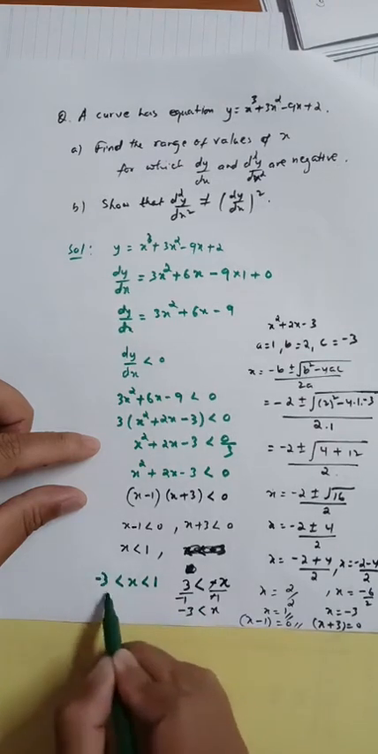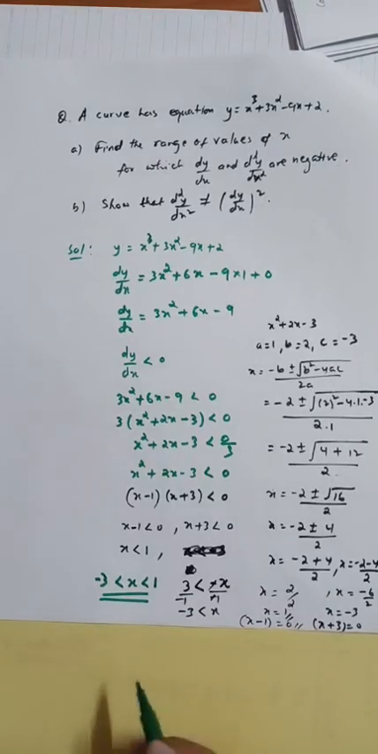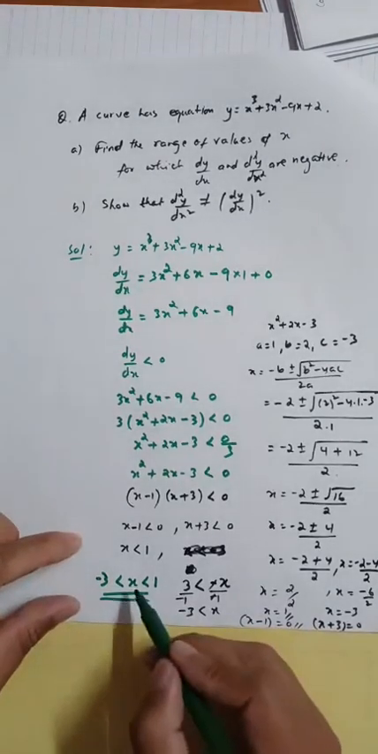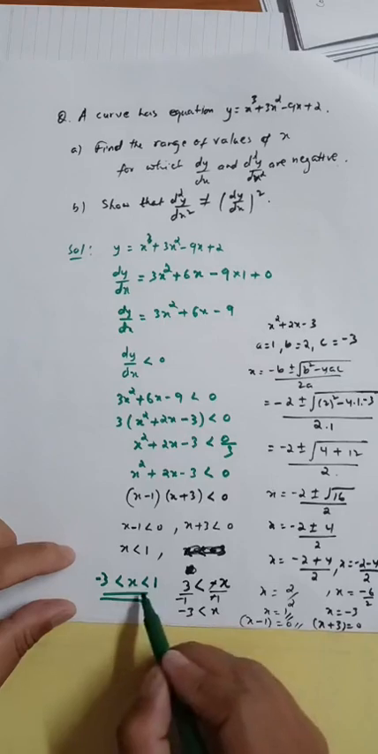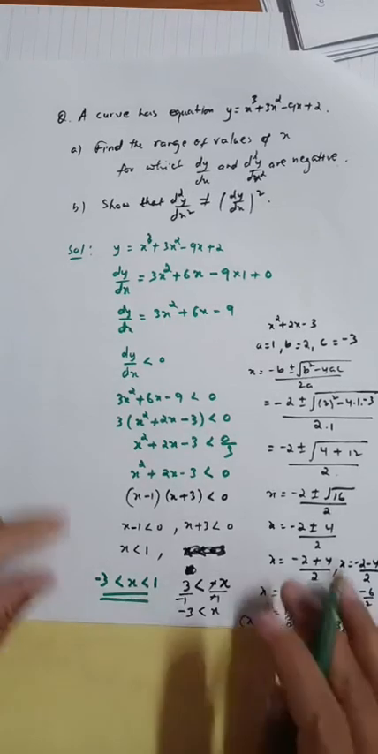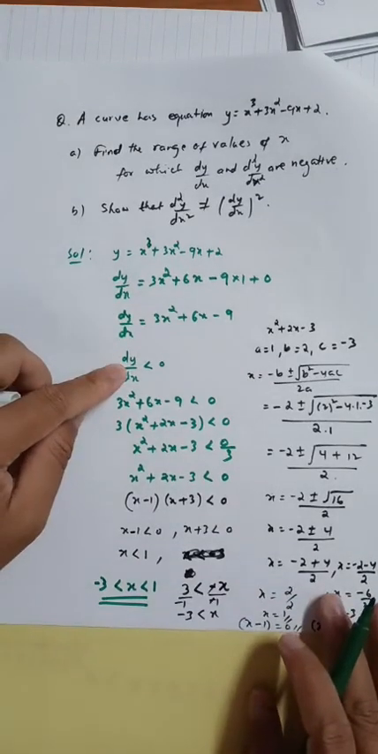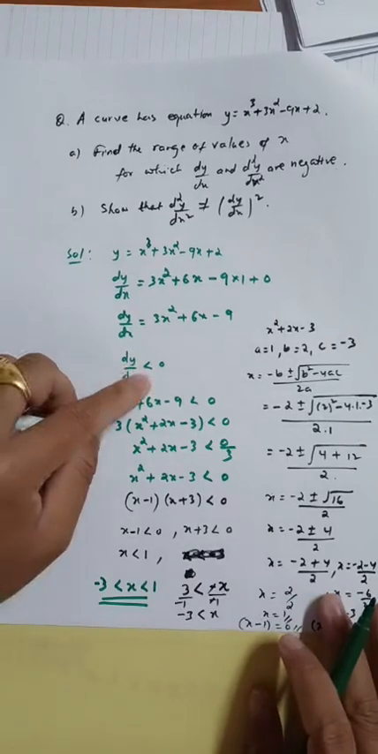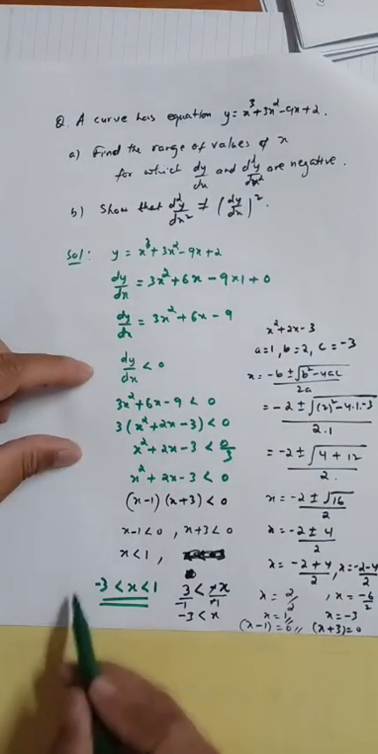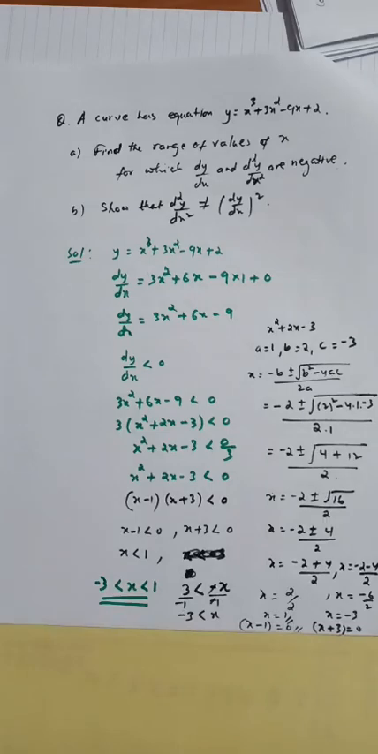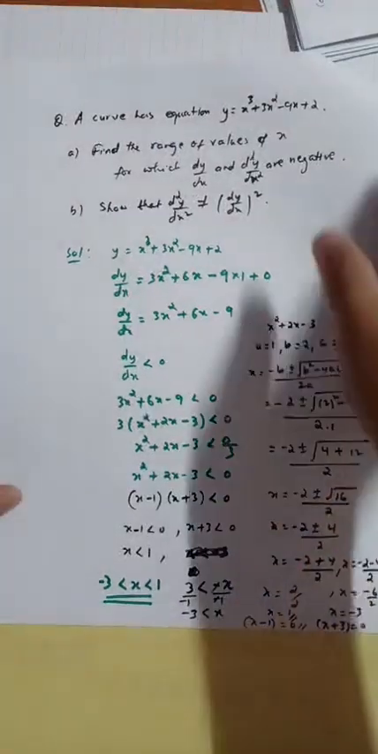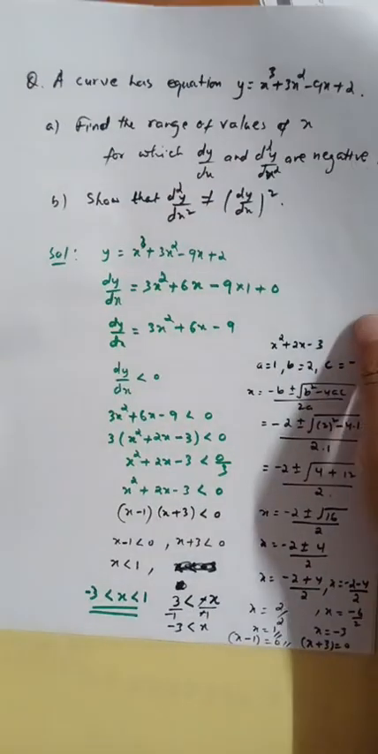So the range of values of x for which your first derivative is negative, that is first derivative less than 0, goes from negative 3 to 1.